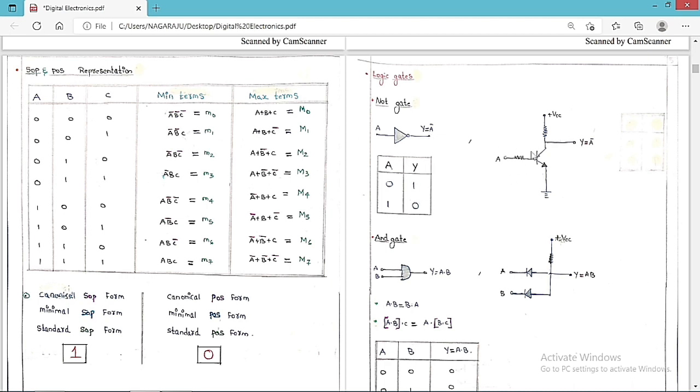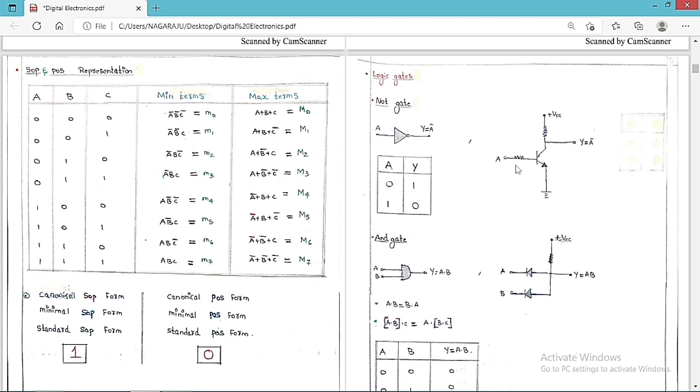So let me draw the circuit diagram of this one. Inside, it is going to be like this. Inside we are going to have a transistor and resistors. This is the input resistor and this is the resistor here. This is the output Y. You can see clearly, when A is equal to 0, this is open. So whatever the input voltage is across this one, we are going to get Y. If input is 0, Y is equal to 1.